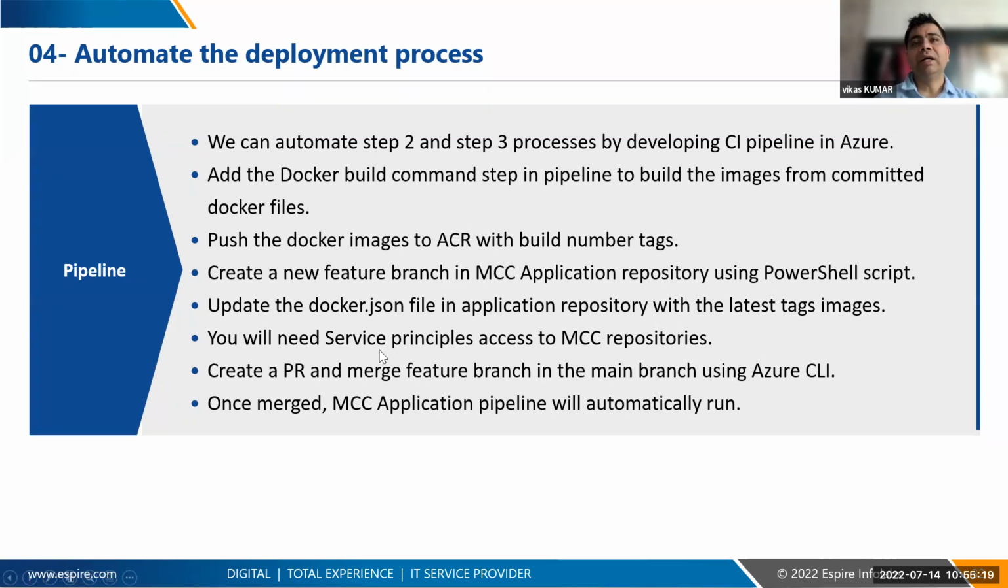Also, to do all these things, one important thing is the service principals to connect your pipelines with the Sitecore ones. You need to have the service principals configured in your own pipeline. Then you can create a PR and merge the feature branch into the main branch using the Azure CLI automatically, so that it will trigger the build automatically. Once merged, the MCC application pipeline, which is a Sitecore pipeline, will automatically run and deploy from the ACR to the AKS.